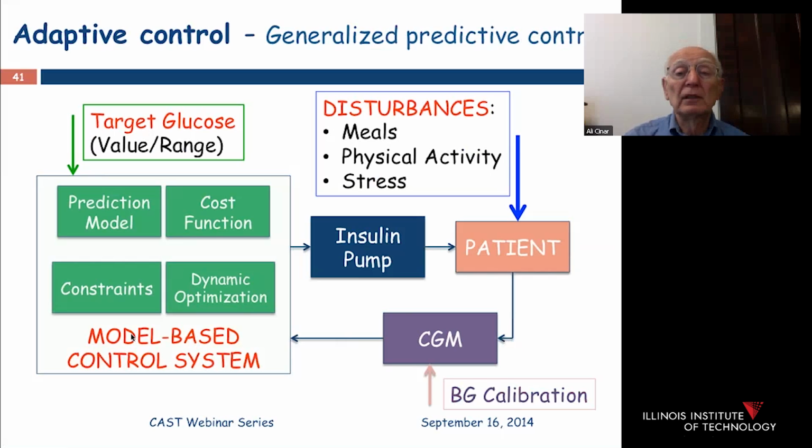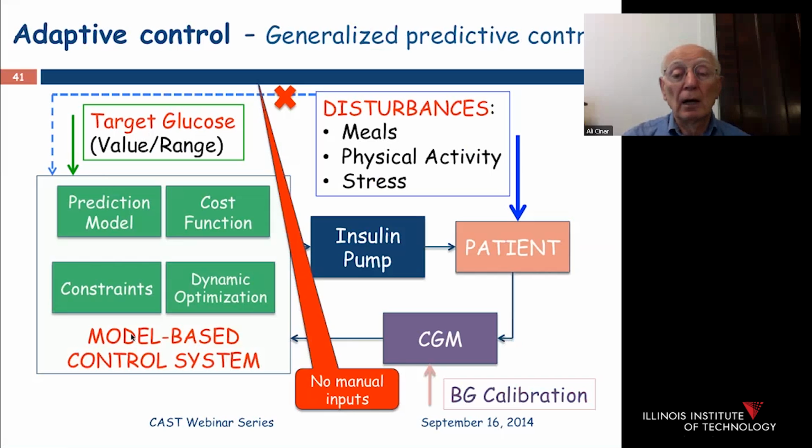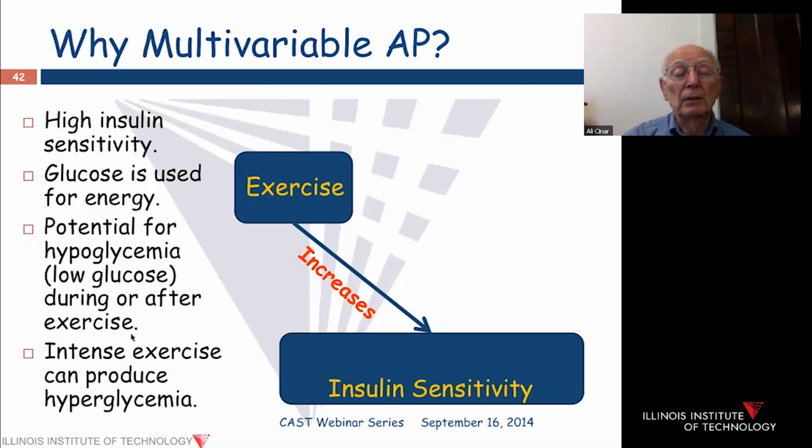And the difference here is that, going back to this general layout of the model predictive control system, now we have no manual inputs provided, and the model is expected to take care of representing the changes that are taking place in the patient's body, and then the prediction model is recursively updated.